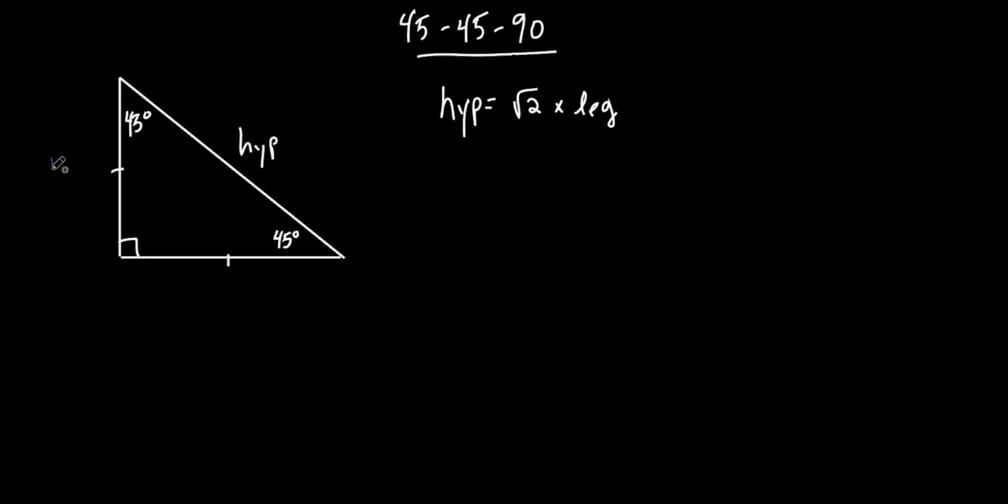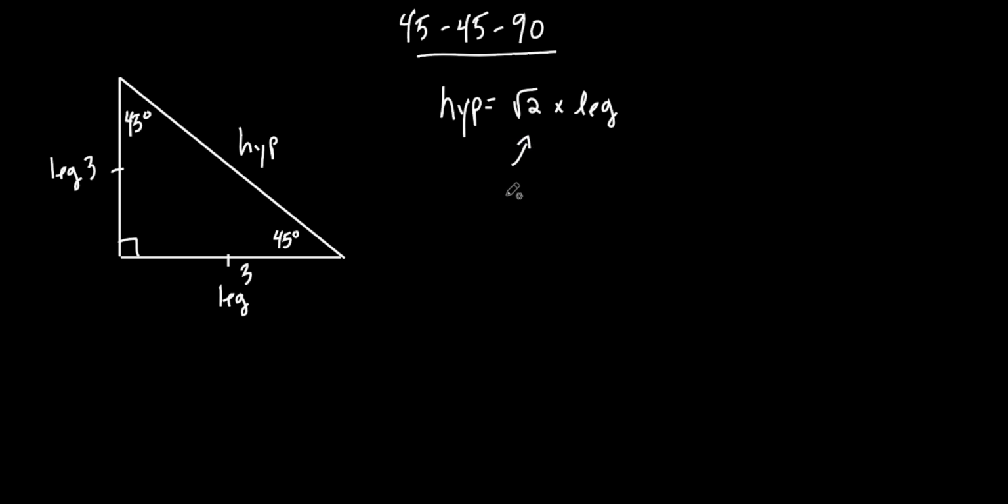All right? And these are called your legs. Both of these legs are exactly the same. So if I made this leg 3, then what's this leg right here? It's 3. That's only when you have a 45, 45, 90 triangle. So these two legs are the same. There is a relationship between the legs and the hypotenuse. The hypotenuse is the square root of 2 times one of the legs.